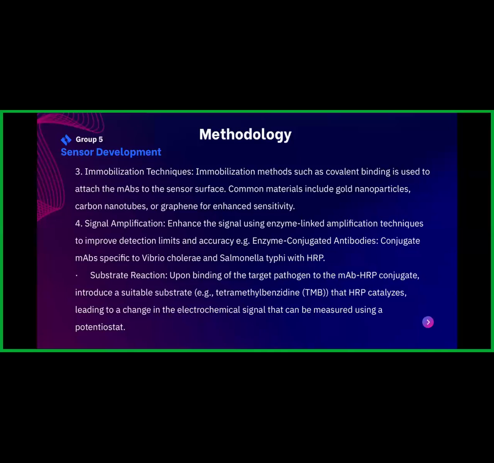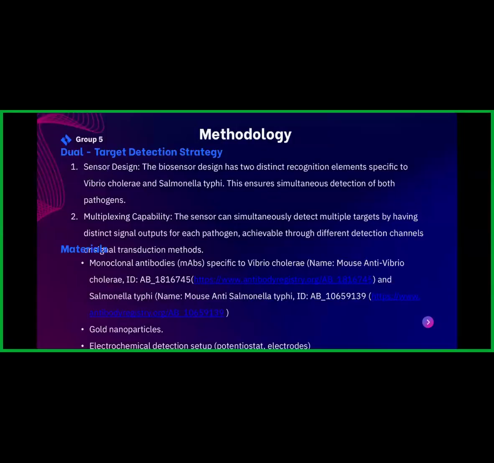In addition, we will have to amplify the signal so we can get results that are as accurate as possible, through which we'll enhance the signal using enzyme-linked amplification techniques to improve detection limits and accuracy. The enzyme will be conjugated to the antibody, and we chose to use horseradish peroxidase along with its substrate TMB.